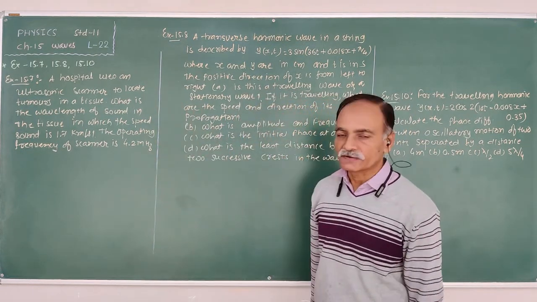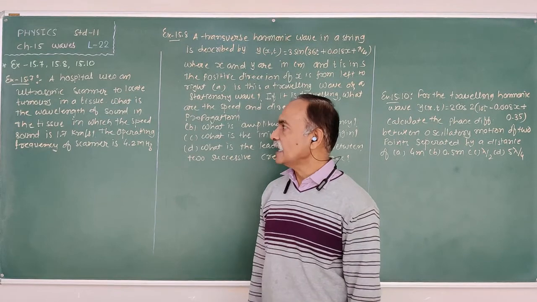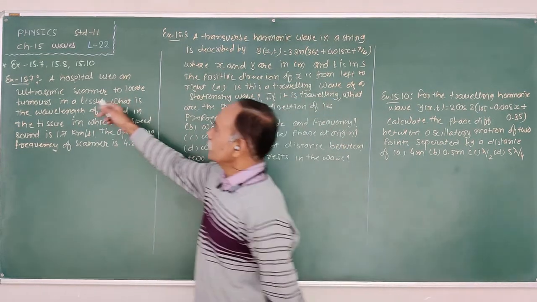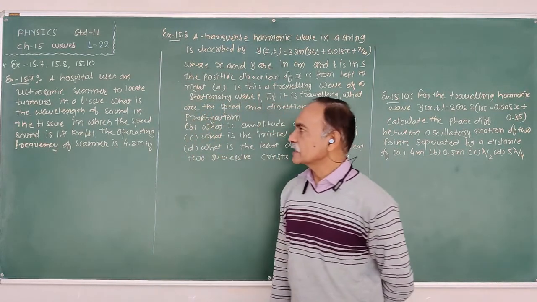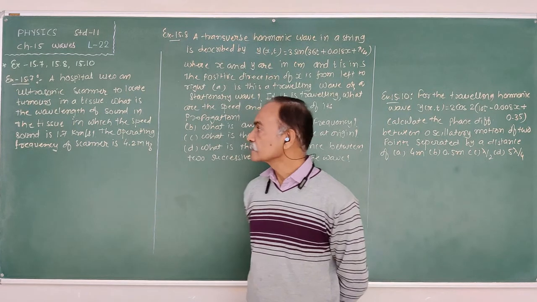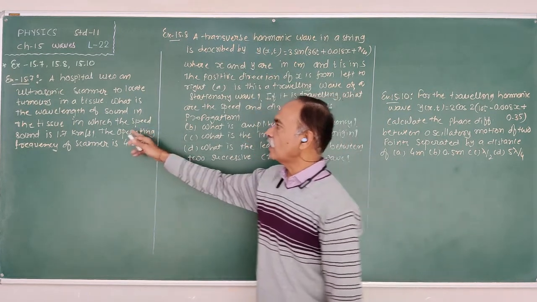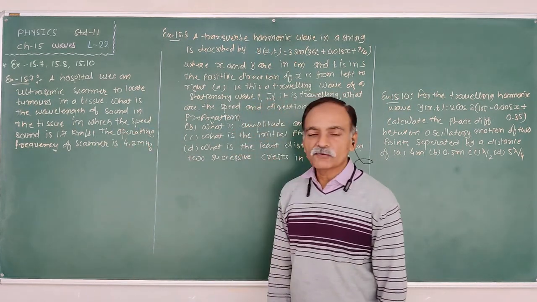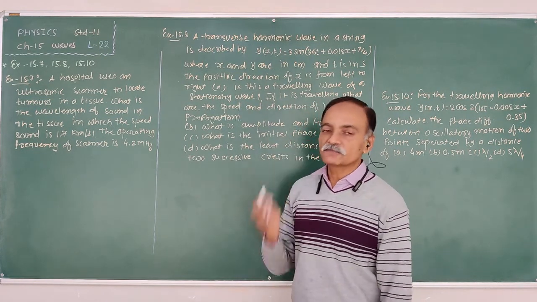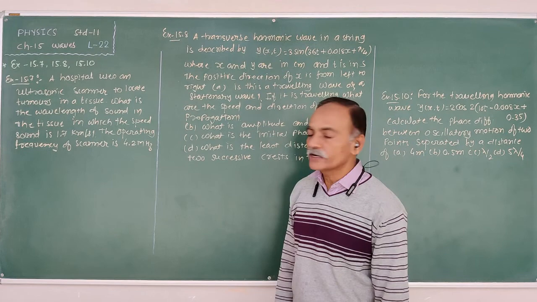Now 15.7. A hospital uses an ultrasonic scanner to locate tumors in a tissue. What is the wavelength of sound in the tissue, in which the speed of the sound is 1.7 km per second? The operating frequency of the scanner is 4.2 megahertz.